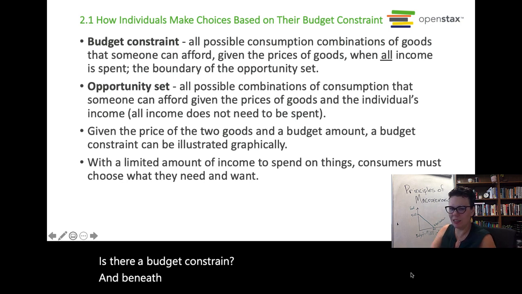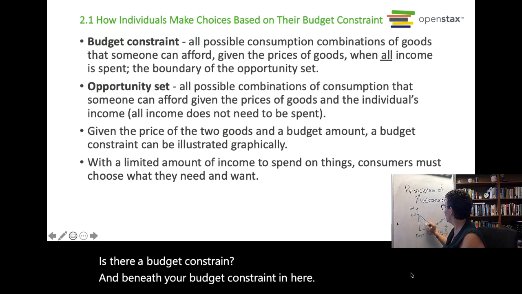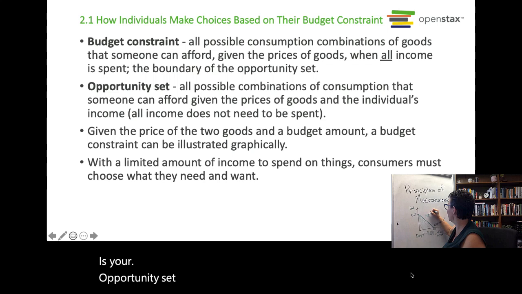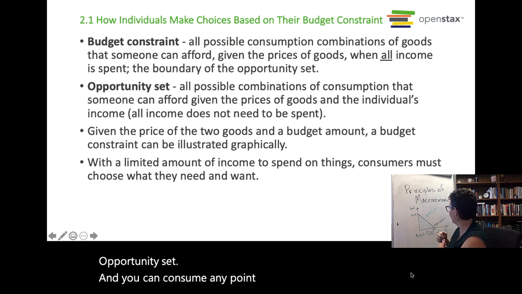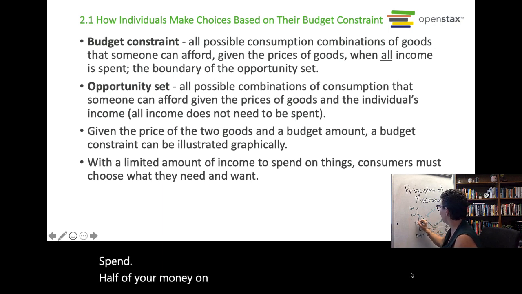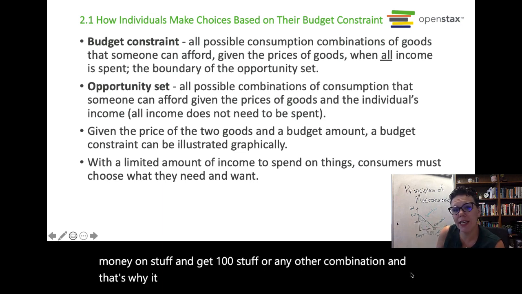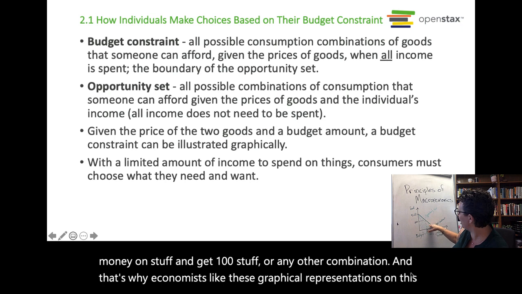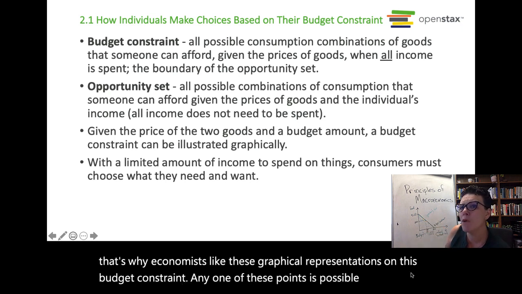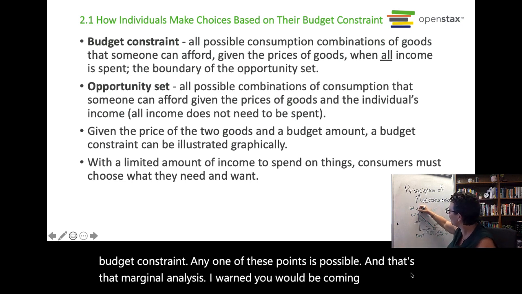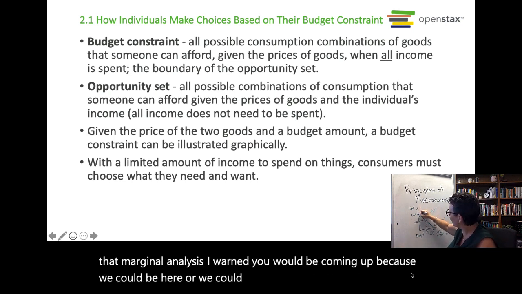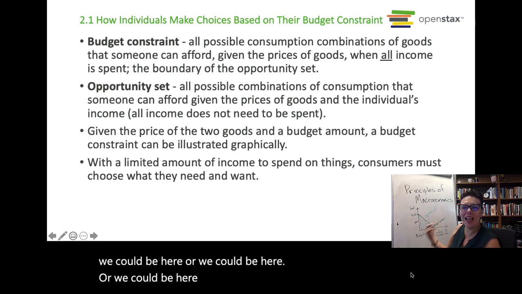And beneath your budget constraint, in here, is your opportunity set. And you can consume any point along this. You can spend half of your money on food and get 250 food, and half of your money on stuff and get 100 stuff, or any other combination. And that's why economists like these graphical representations. On this budget constraint, any one of these points is possible. And that's that marginal analysis I warned you would be coming up. Because we could be here, or we could be here, or we could be here. We could be anywhere on that budget constraint.